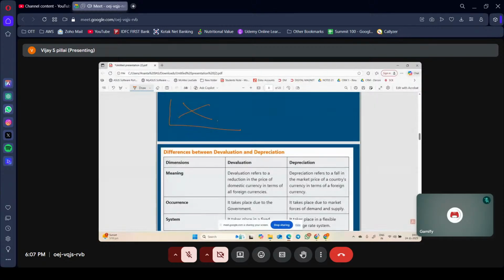So this is the demand, and this is the supply. I have told you there will be fluctuation. That is, if the demand for a particular currency is low, that means the value will also decrease.